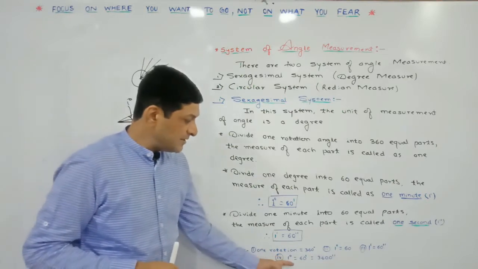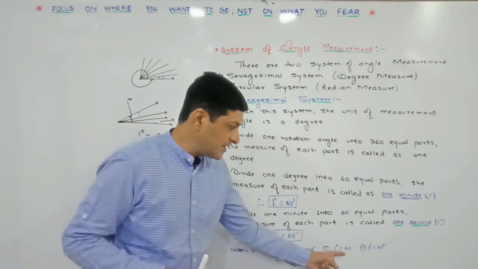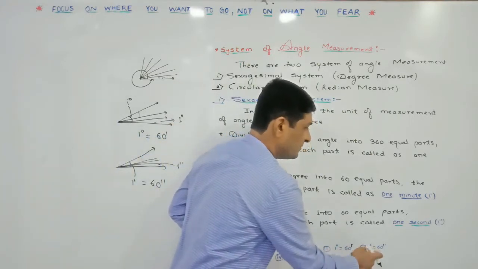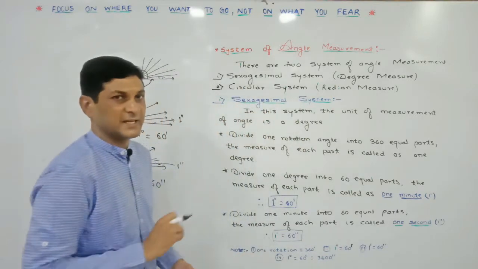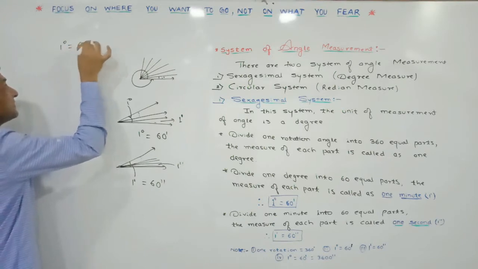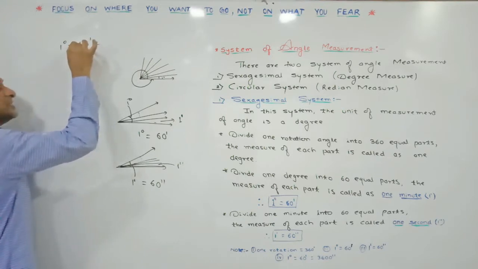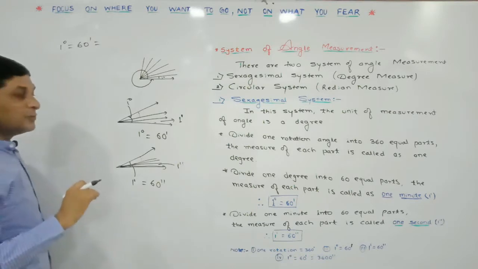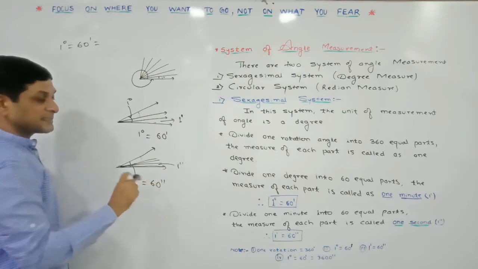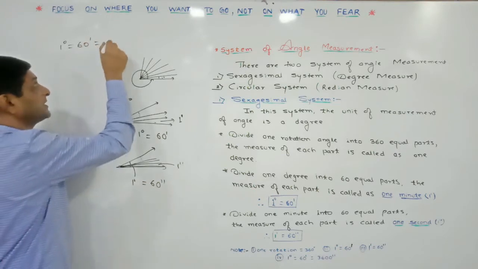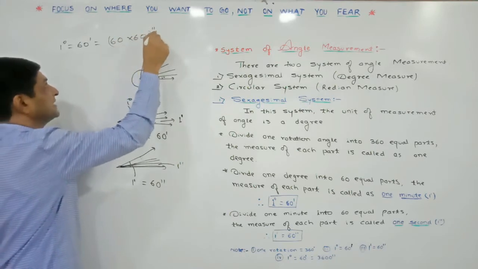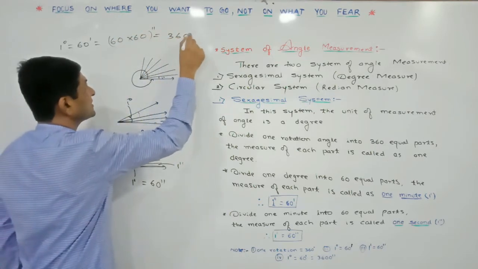Now, 1 degree means 60 minutes. And 1 minute is equal to how many seconds? 60 seconds. So now try to understand that 1 degree contains how many minutes? 60 minutes. And if we want to convert this minute into second, we have to multiply it by what? 60. क्योंकि एक मिनट के अंदर कितने सेकंड्स होते हैं? 60. तो 60 मिनट में कितने सेकंड है निकालने के लिए आपको किससे मल्टीप्लाई करना पड़ेगा? 60 से. So 60 into 60 will be 3600.